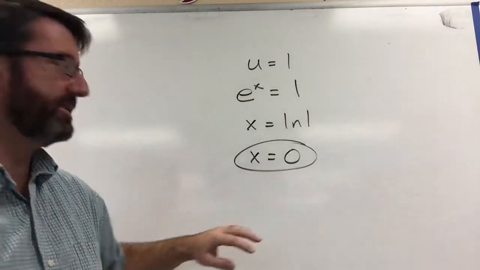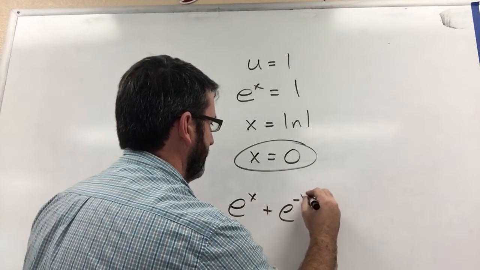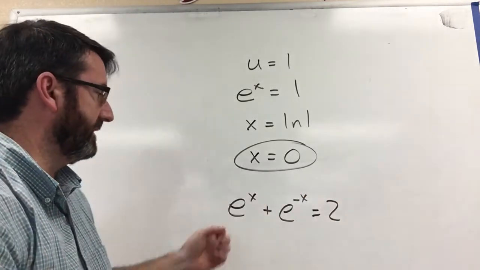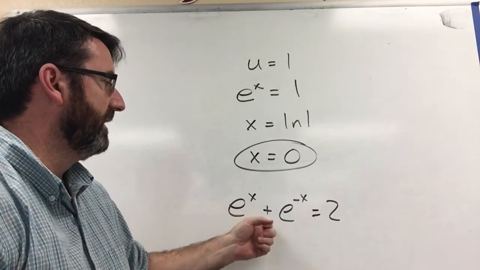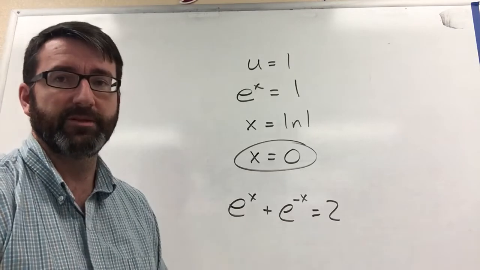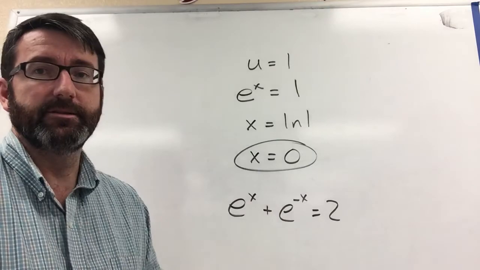And if we think about our original equation, e to the x plus e to the negative x equals 2, well, anything to the 0 power is 1, so e to the 0 is 1, plus e to the 0 is 1 again, so this is 1 plus 1 equals 2, and that solution checks out.